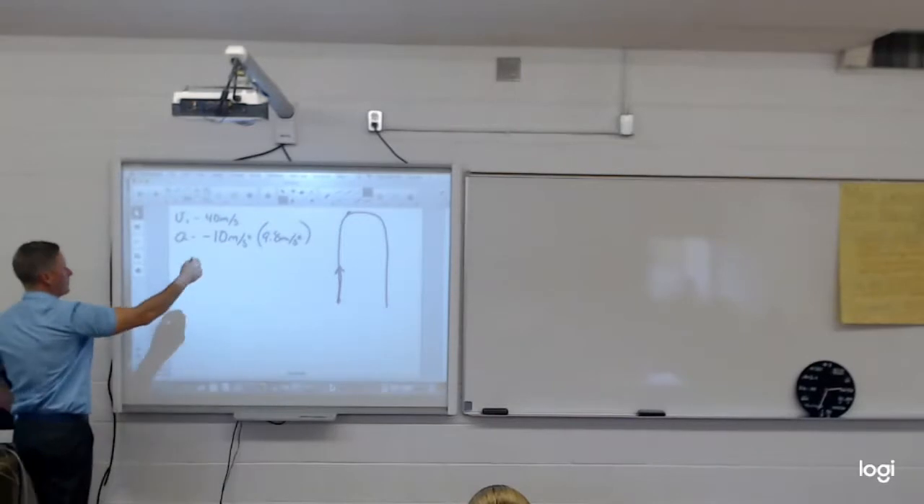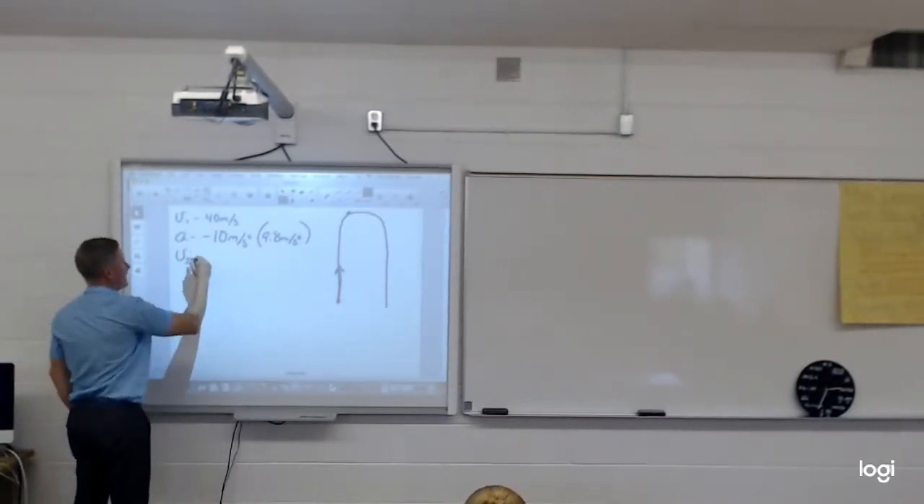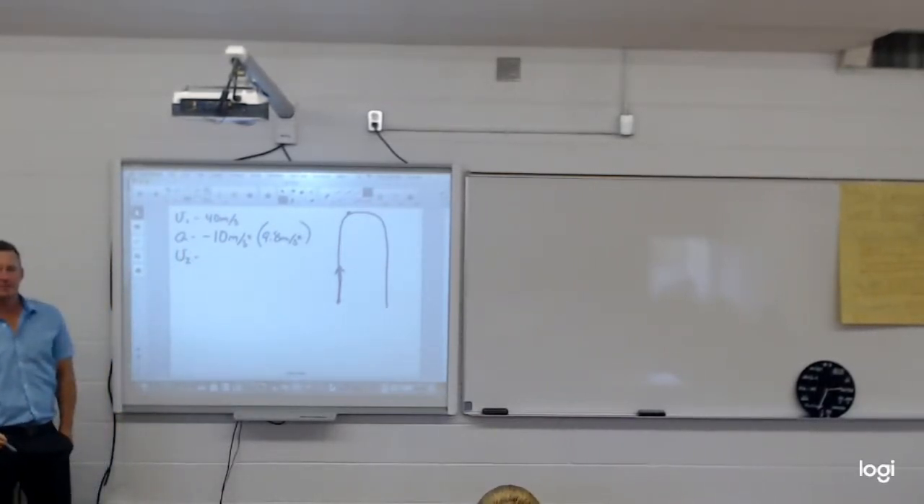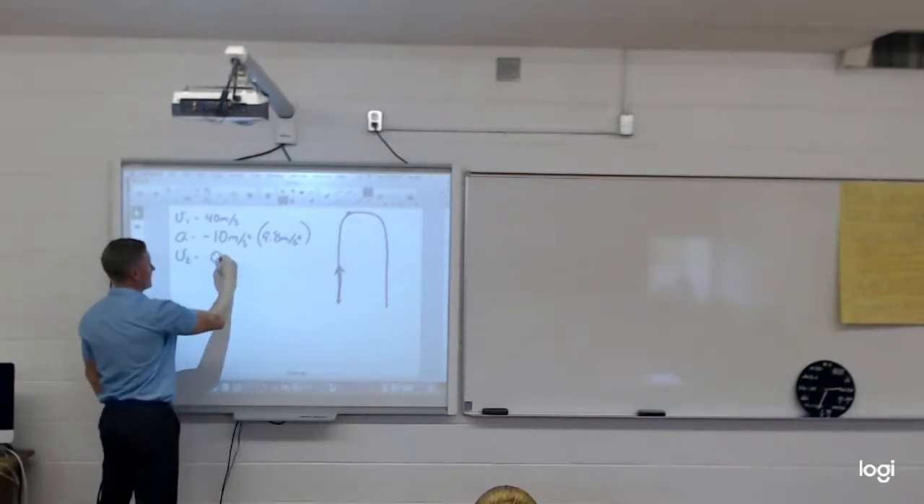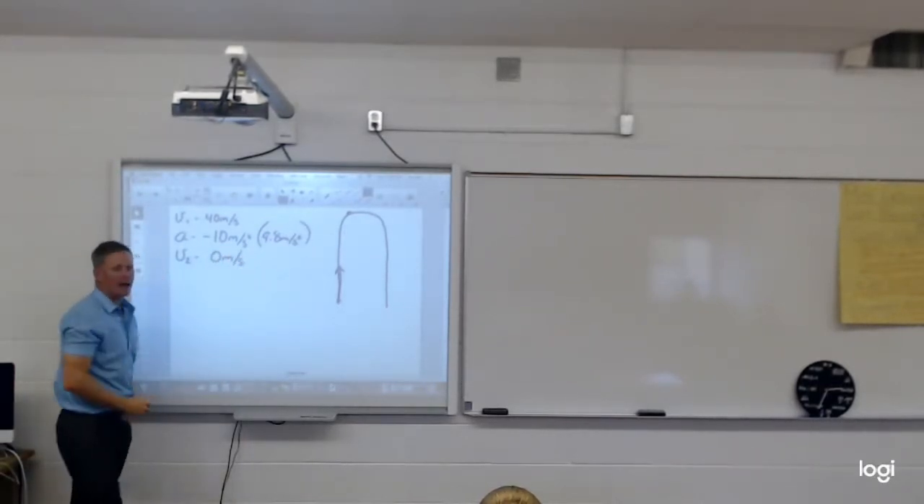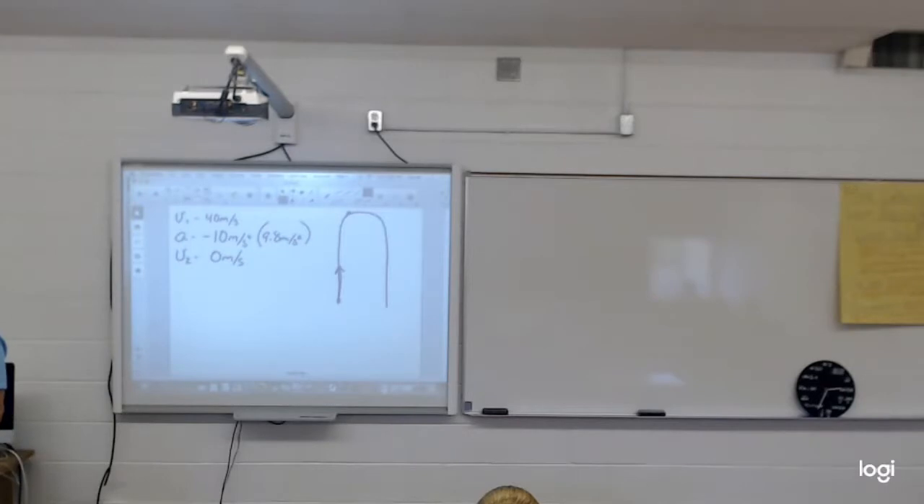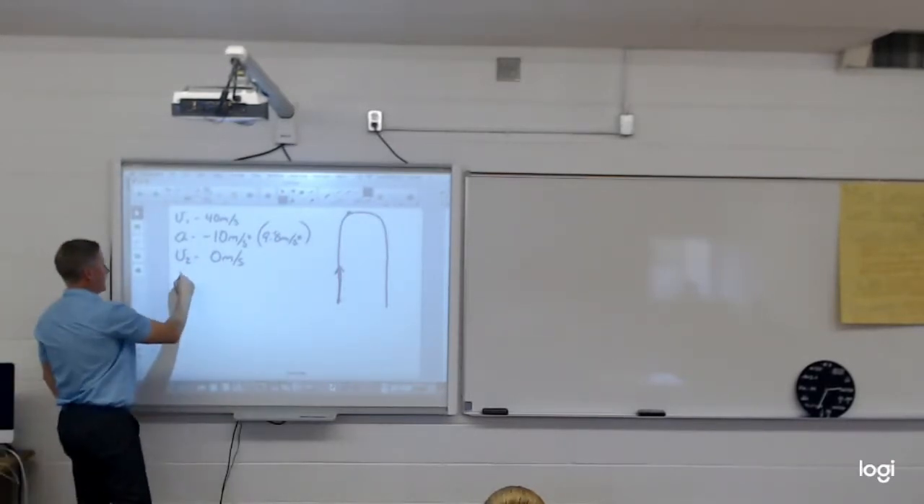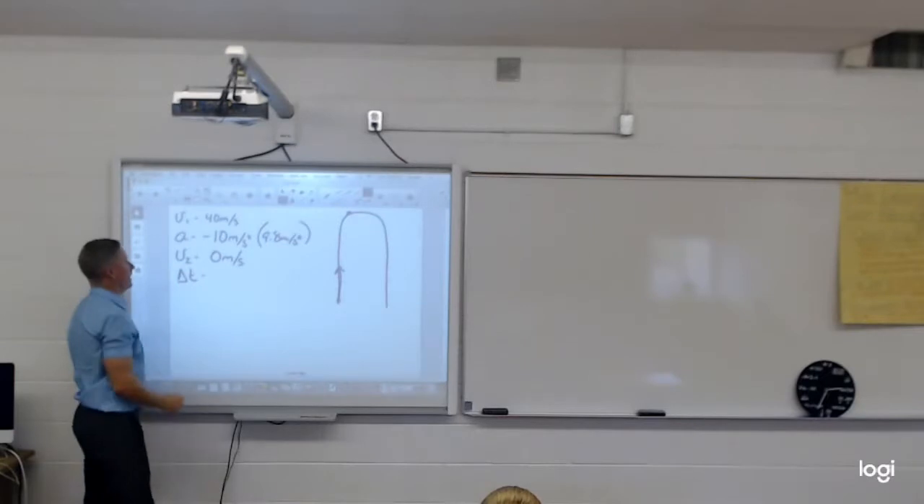At the top, when the arrow hits the maximum height, what is its speed? 0. It's 0 meters per second. And what is the question asking me to find? How long does it take the arrow to come back to the ground? Which is what? What does how long mean? Time. All right, take a look at your sheet right now.